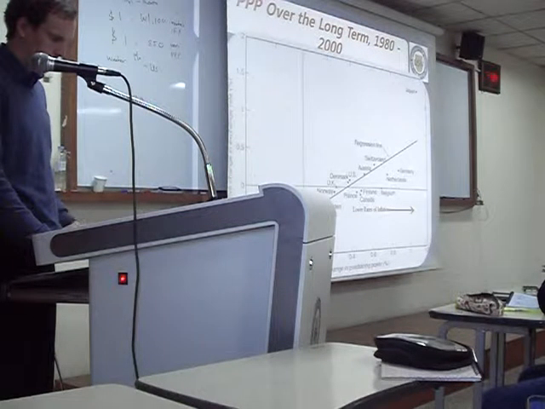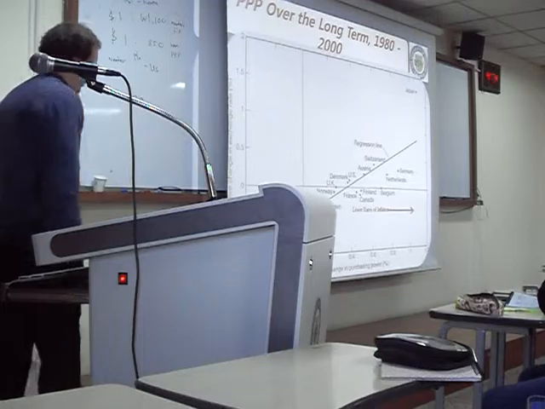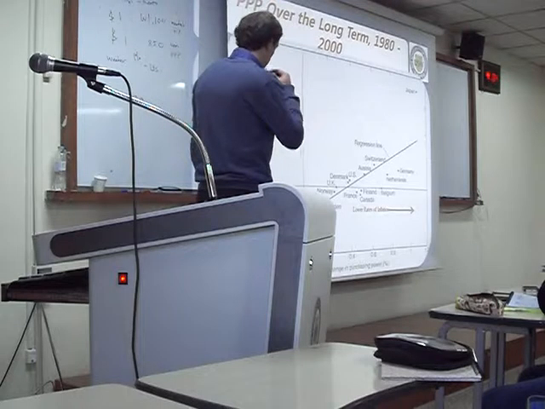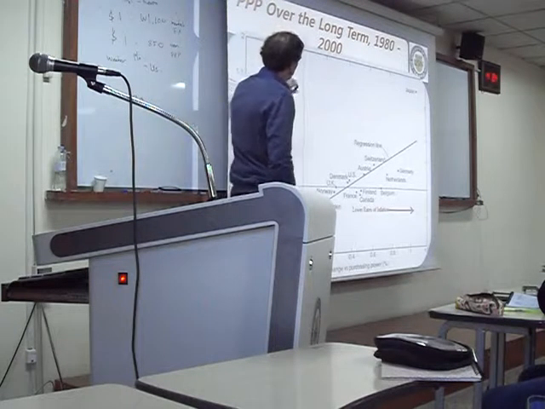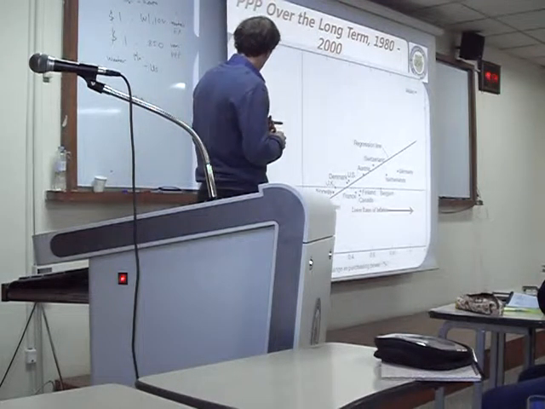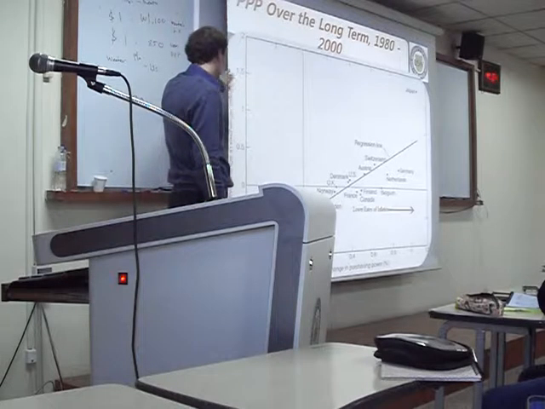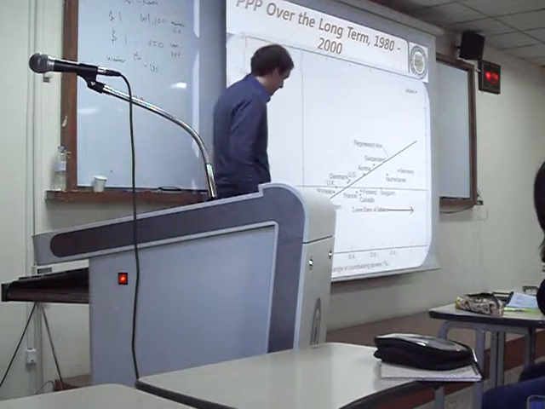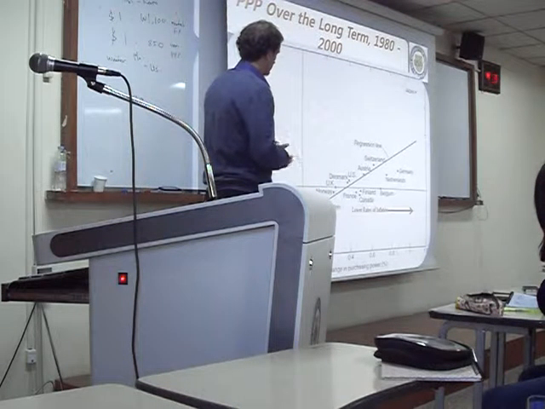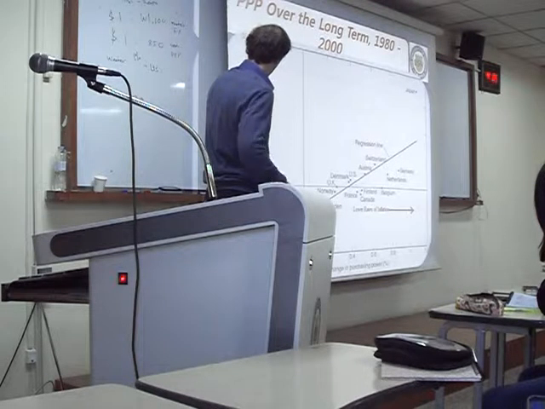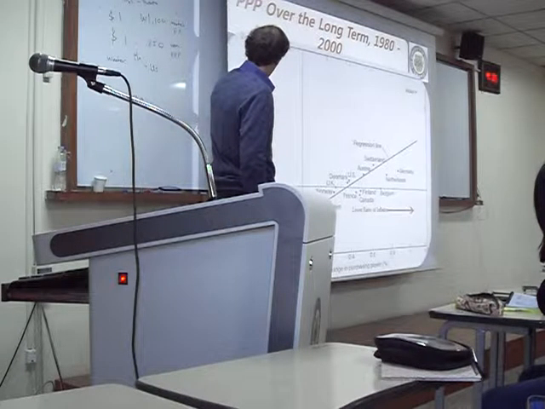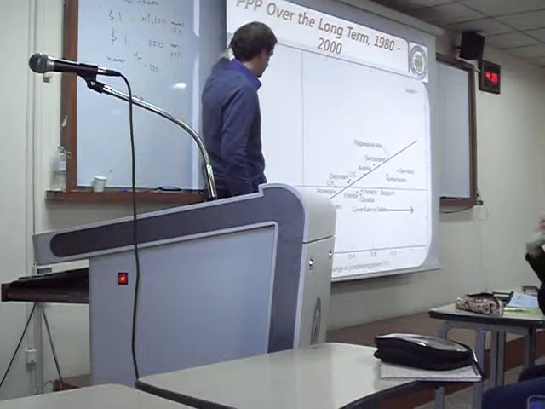So, we already looked at this graph in the other document, but this is showing the relationship over the long term. This is 1980 to 2000, 20 years. What is the average inflation and what is the change in the exchange rate? Here we have the change in the exchange rate, and here we have the change in purchasing power, the change in inflation. So we can see the countries whose exchange rate is getting stronger by 0.51, 0.52% on average a year.